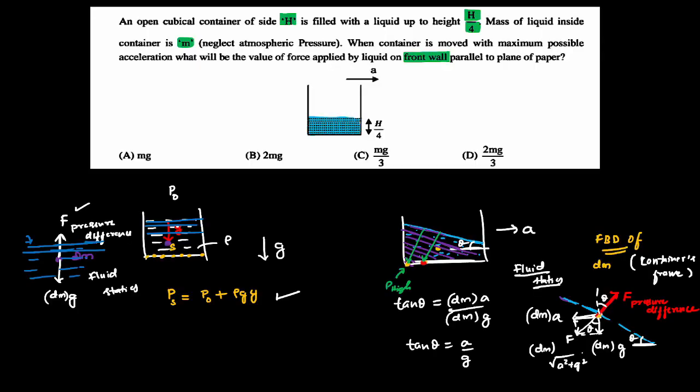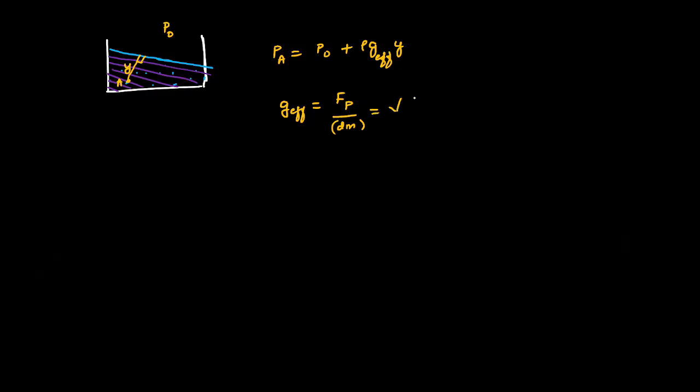At that point, if you name it point A, the pressure at point A would be P naught plus rho g effective times y. The difference between this and the previous case is that earlier the equipressure lines were horizontal. Now equipressure lines are tilted and we need to take g effective rather than just g. So what is this g effective? g effective is the force due to pressure difference divided by dm. The force due to pressure difference is dm root of a squared plus g squared, so g effective is root of a squared plus g squared.